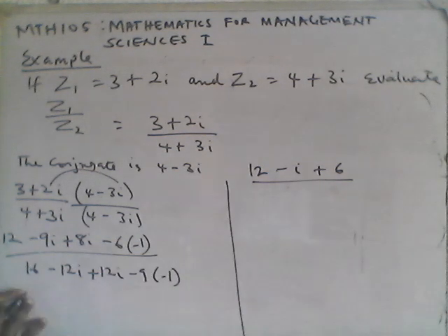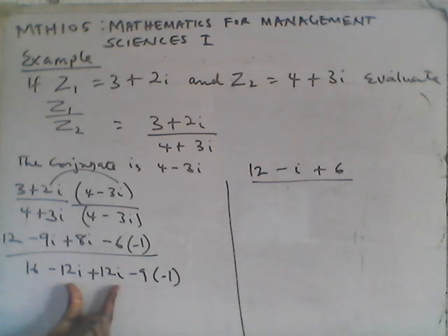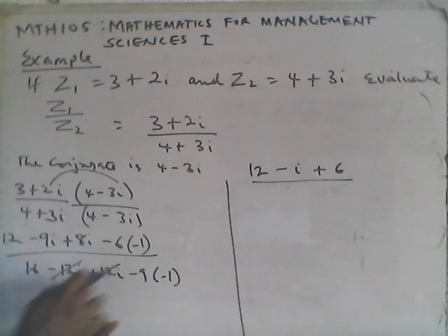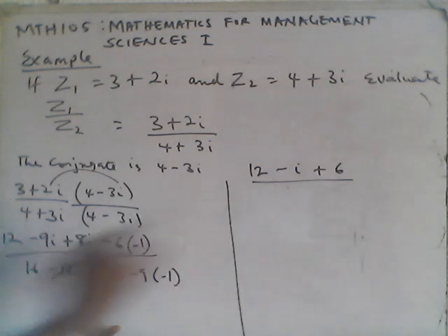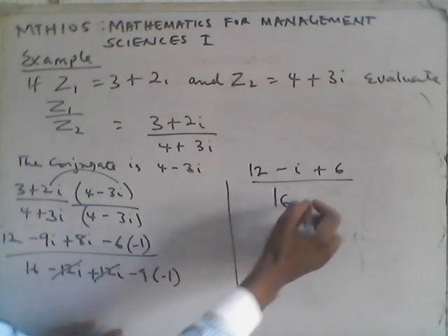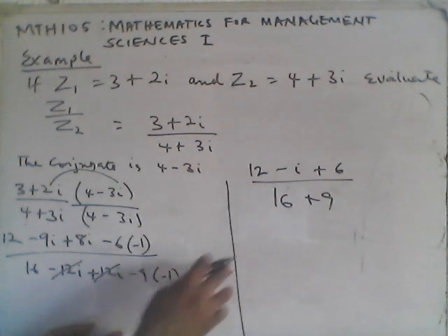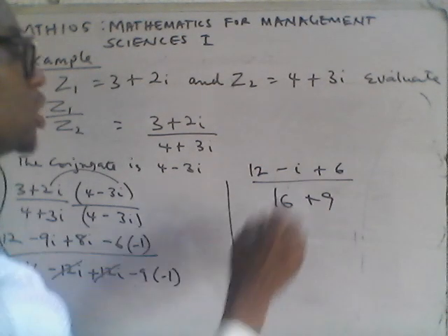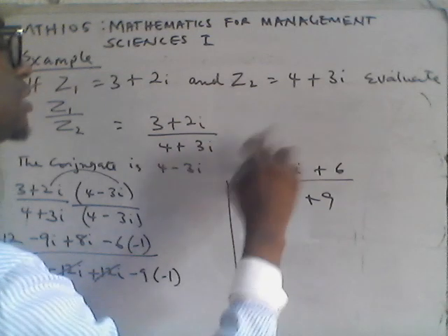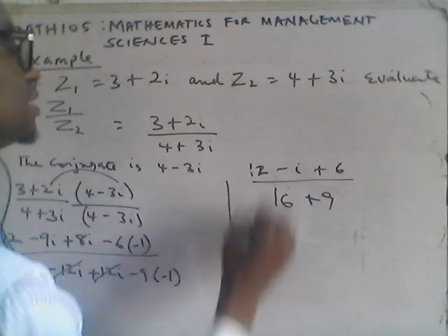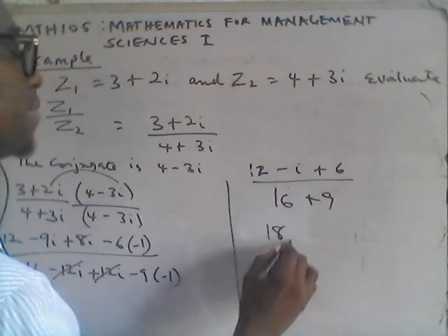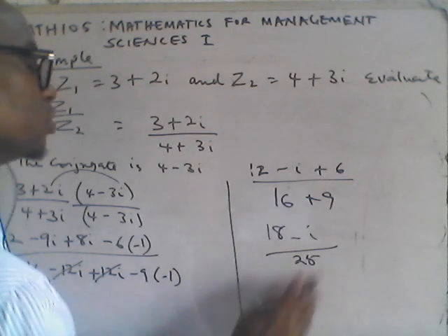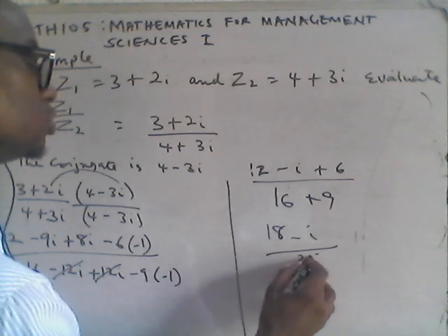Now look at where I said these two will resolve themselves. You see, minus 12i plus 12i will cancel because it gives me 0. So I have 16, then finally plus 9. Minus is plus 9. So you see that the numerator will give me a scalar, just one number without a complex number. So I have this and this, they are the same, I can put them together. 12 and 6 is 18 minus i, all over 16 plus 9 will give me 25.